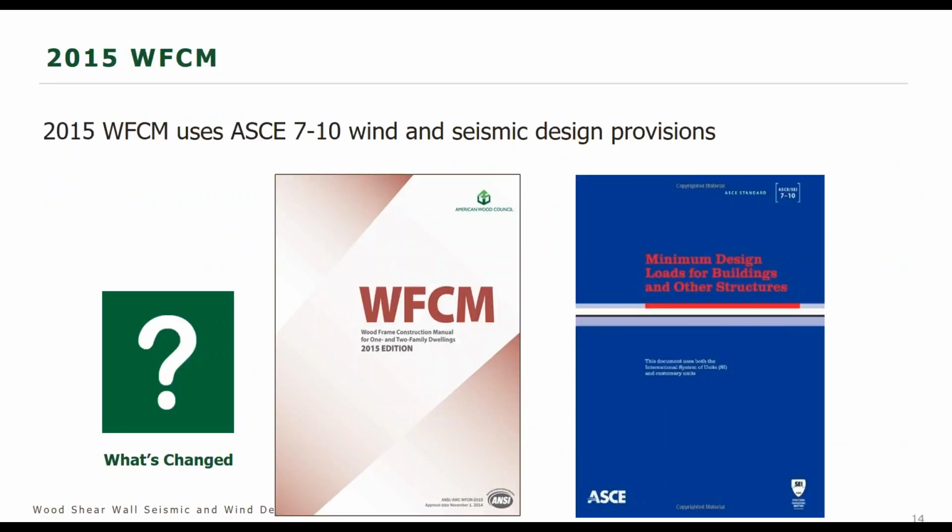In terms of where the loads come from for the Wood Frame Construction Manual, the 2015 version uses ASCE 7-10 for the wind and seismic design provisions for lateral loads. It also references ASCE 7-10 for gravity loads as well, but since we're primarily concerned with shear walls and lateral loads today, that's what we're focusing on.